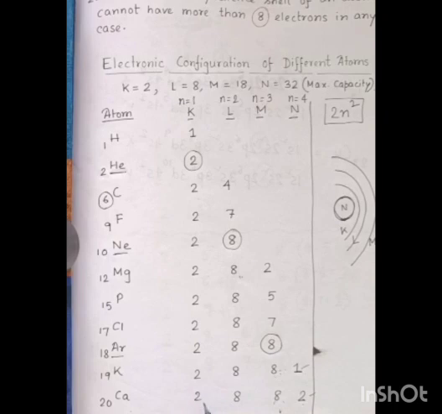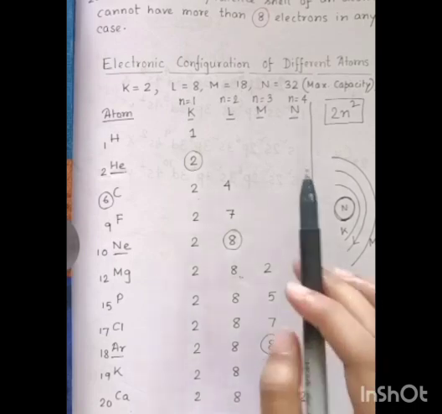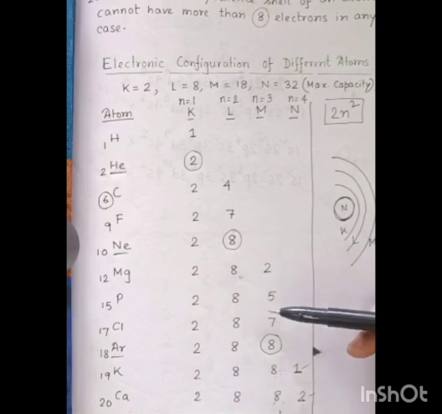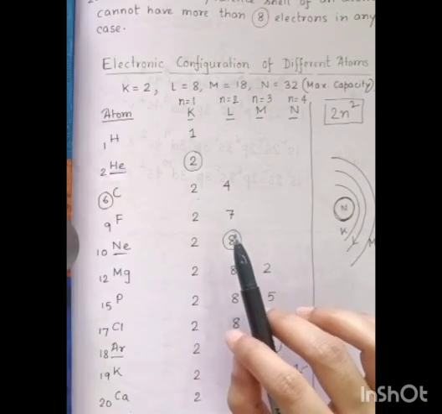So the electronic configuration of potassium and calcium would be 2, 8, 8, 1 and 2, 8, 8, 2 respectively. So this is how you are going to write the electronic configuration of different atoms. I hope you understood how to write the electronic configuration.